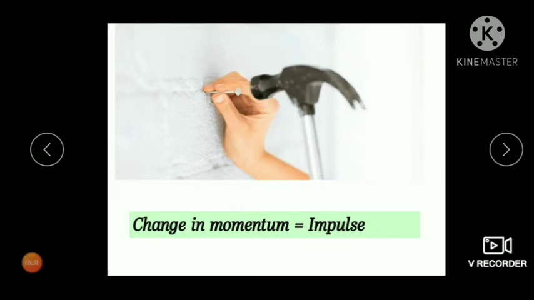Every object which is having mass and velocity will have what? Momentum. So this hammer has momentum. When this hammer strikes this nail, it will have momentum. But after the striking, what happens? Its momentum gets reduced to 0. So there is a change in momentum, and that change in momentum is equal to impulse.